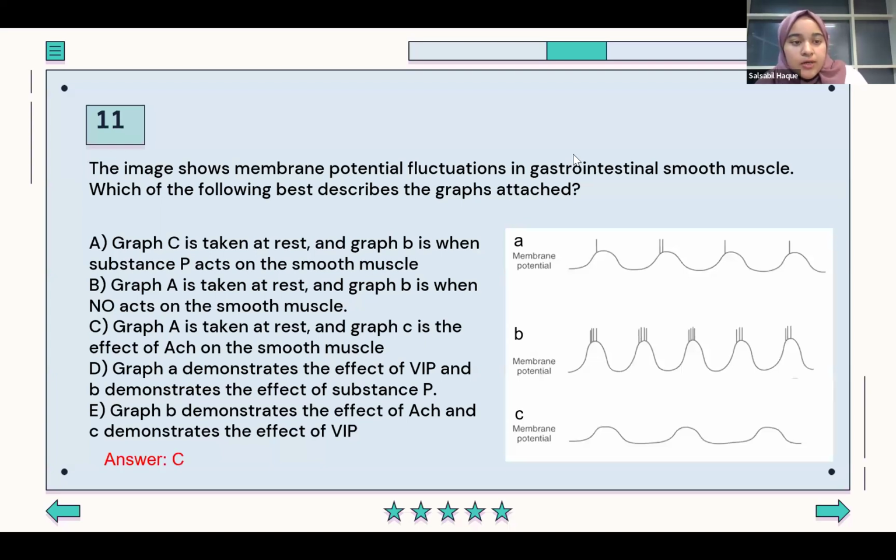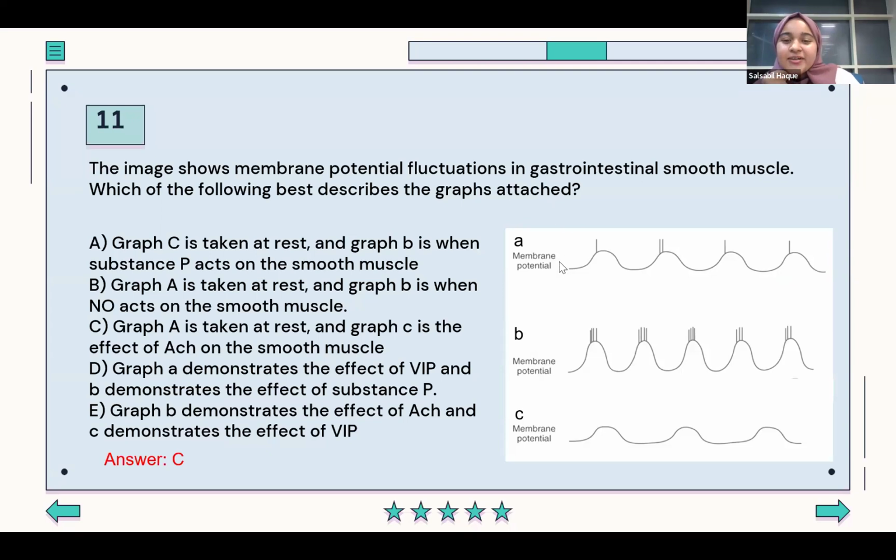All right, so A suggests that graph C is taken at rest, and graph B is when substance P acts on the smooth muscle. So here, the main concept they're testing is what happens at rest and what are the inhibitory versus excitatory neurotransmitters, or excitatory kind of substances, basically. I think the mistake here is that graph C is not taken at rest. At rest, you still have some contractions. This is taken directly from the slides, by the way. I just made it black and white to confuse people.